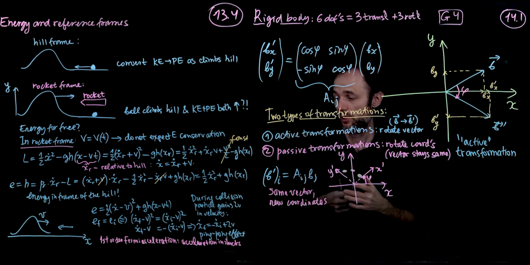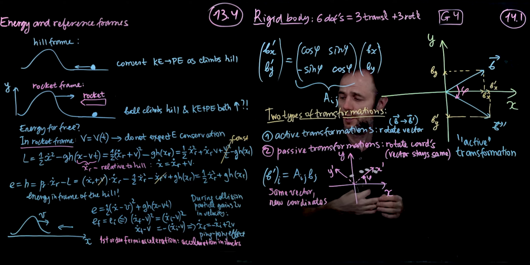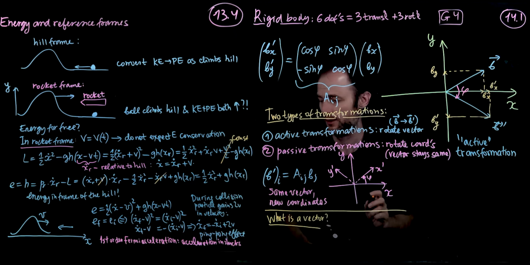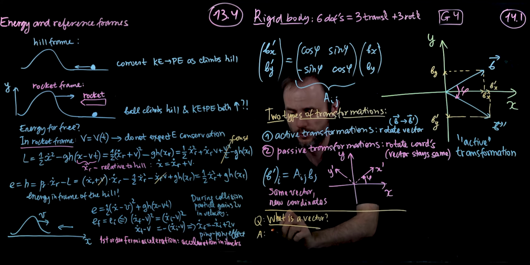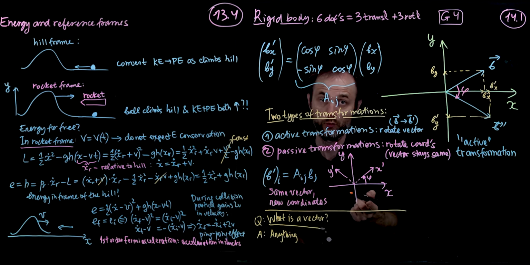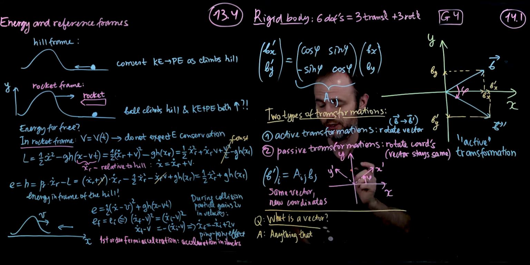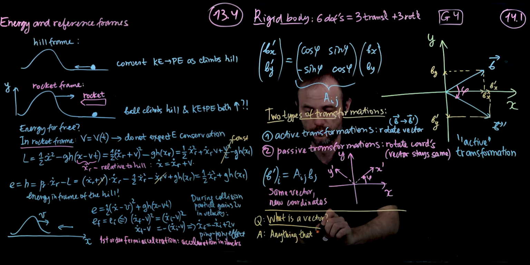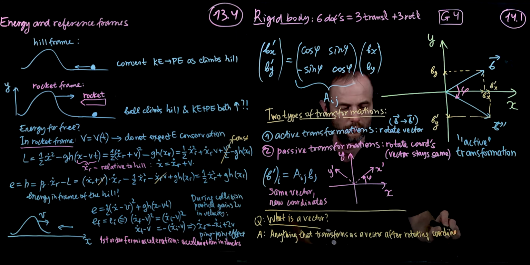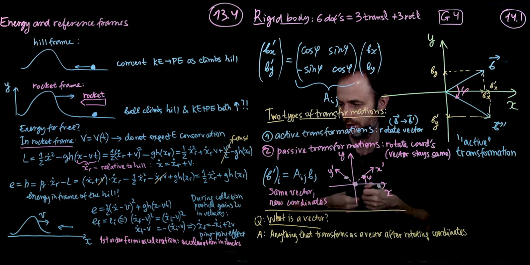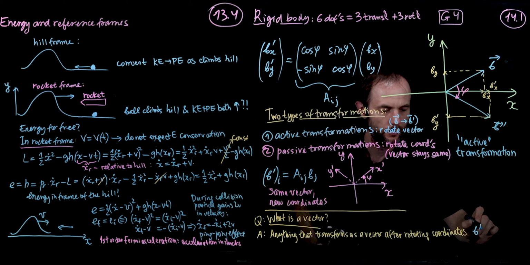Great, so now let us move on and ask, what is a vector? And the answer is anything. Well, that wouldn't be a great answer, not very specific, but anything that transforms as a vector after rotating the coordinates. So what does it mean? It means that it's going to be B prime equal to A times B.